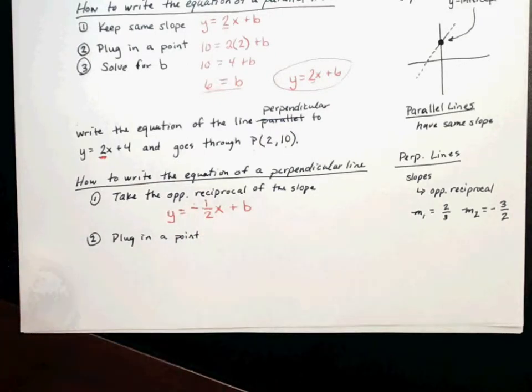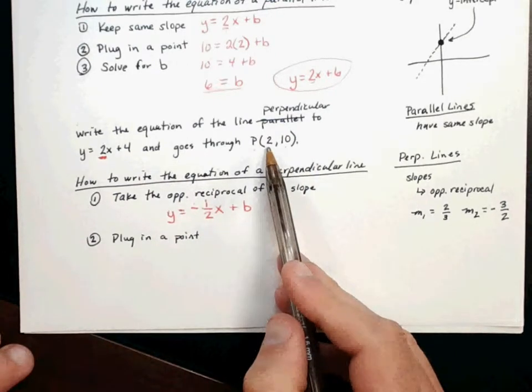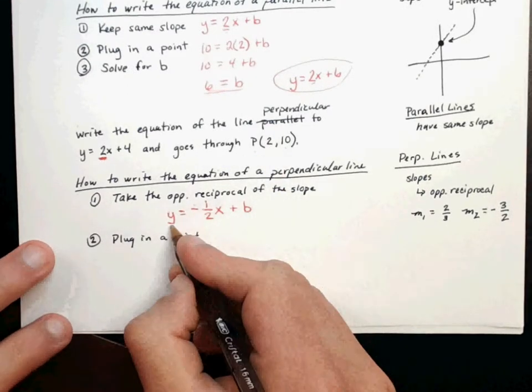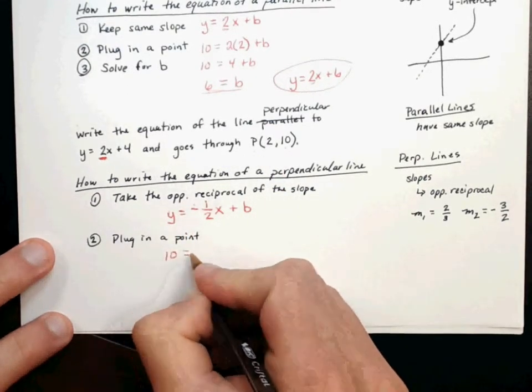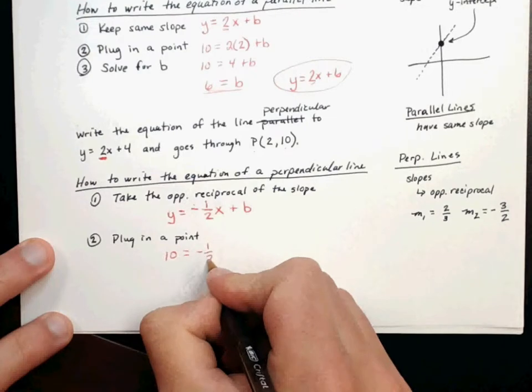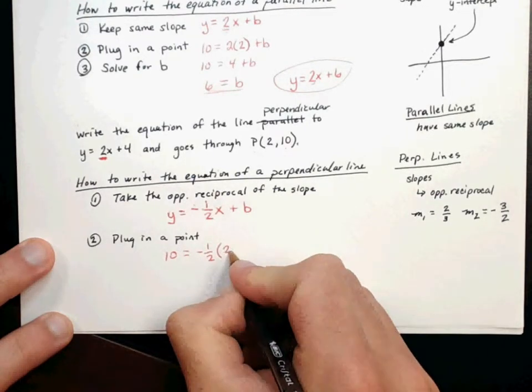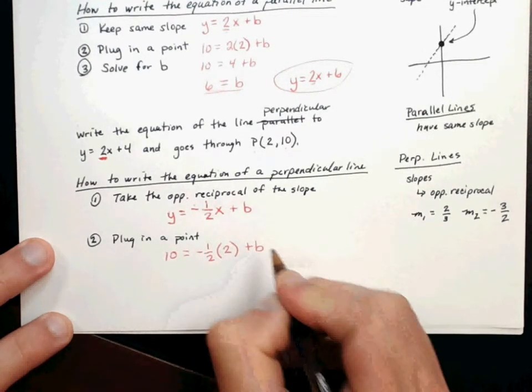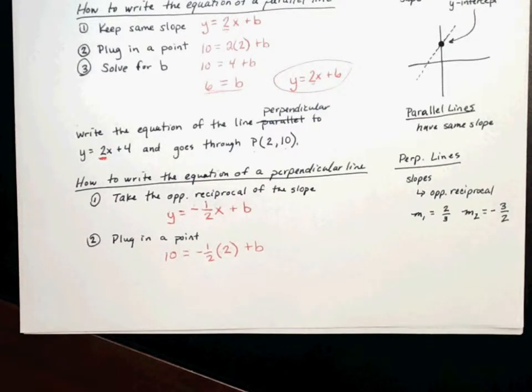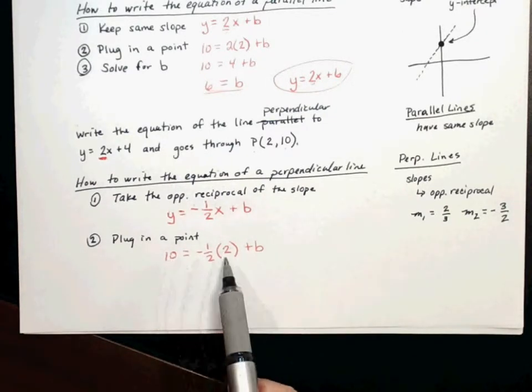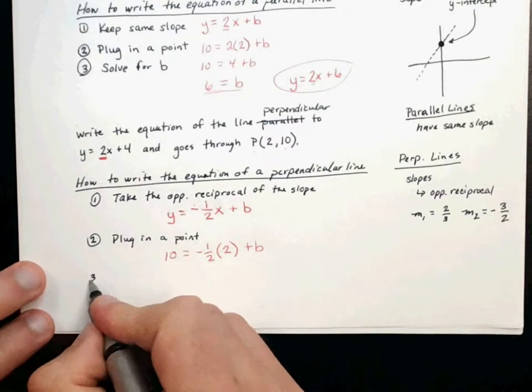Right. In this case, we only have one point again. It's point P. So in place of y, I'm going to put 10. In place of x, I'm going to put 2. So we plugged in our point, 10 and 2.